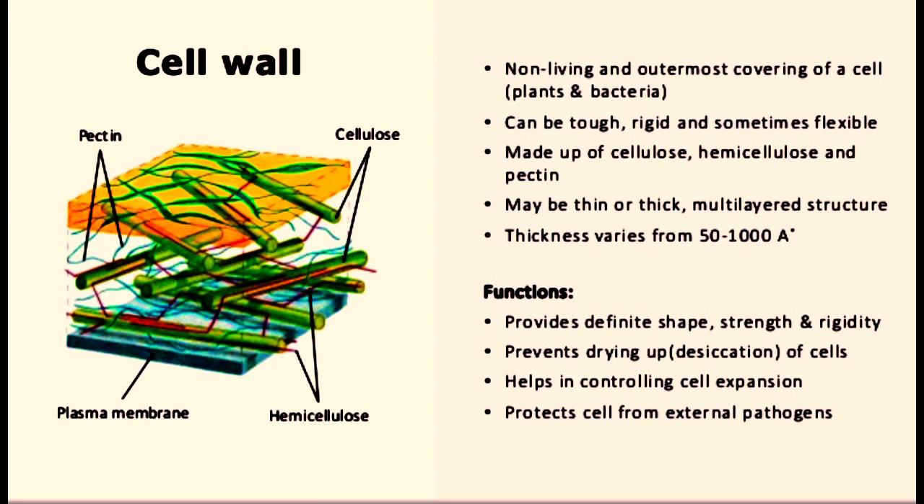It can be tough, rigid and sometimes flexible. It is made up of cellulose, hemicellulose and pectin. It may be thin or thick. Cell wall provides definite shape, strength and rigidity to the cell, and not only this, it also prevents drying up of cells. It helps in controlling cell expansion and protects the cell from external pathogens or any external infection.